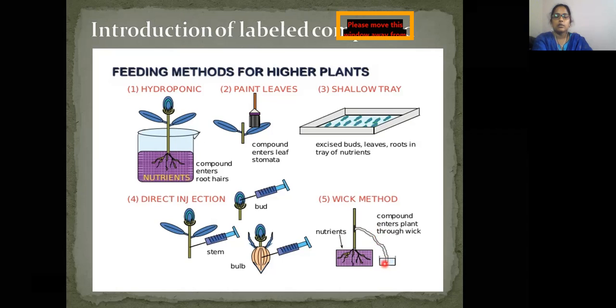The isotopes present in the solution will be carried by this cotton wick and will enter into the plant. So this method is called the cotton wick method.